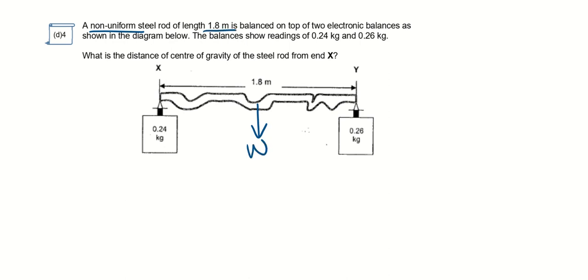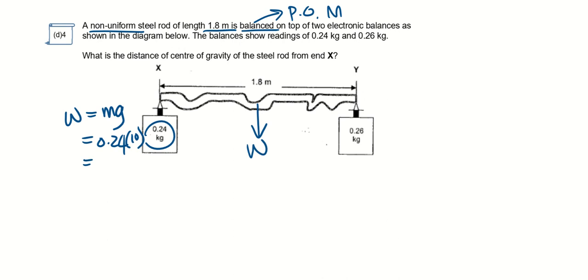The length is 1.8 meters, and it is balanced, which means later we can apply the principle of moments. It is on top of two electronic balances as shown in the diagram below. At X, there is a downward force of 0.24 multiplied by 10, because this is the mass reading on the electronic balance. Using W equals mg, I take 0.24, and if this is happening on Earth, it will be 2.4 Newton. That means this rod is pressing down on the electronic balance, so the electronic balance is also applying a force of Fx upwards to support this steel rod.